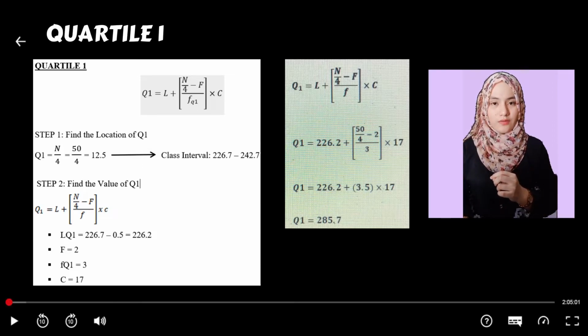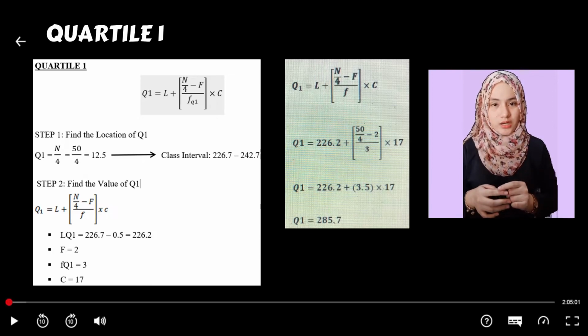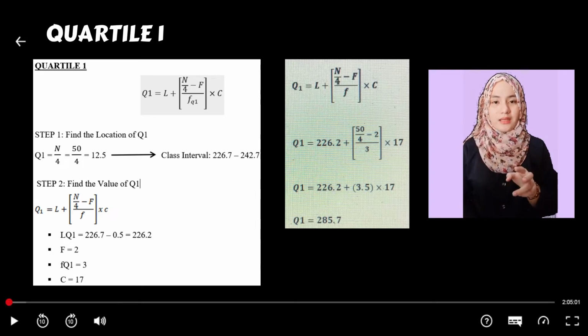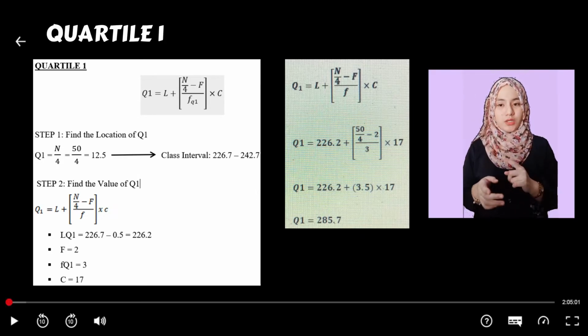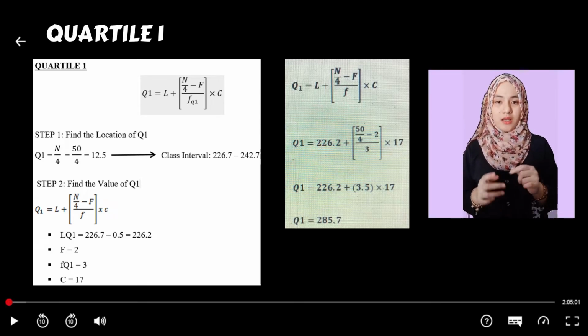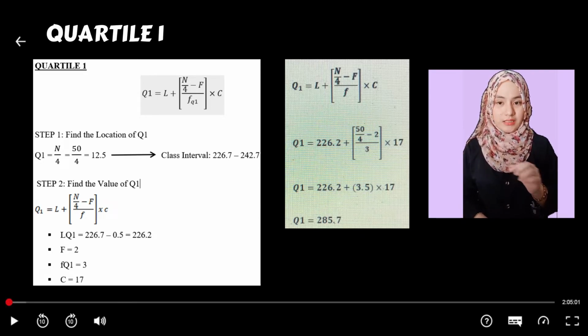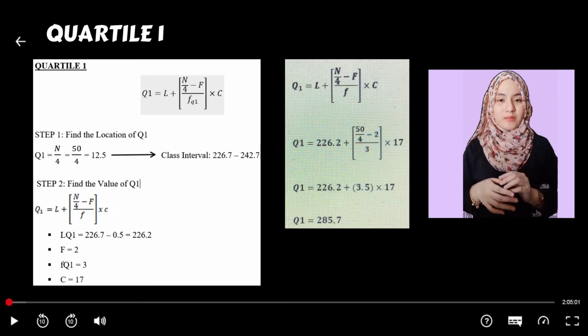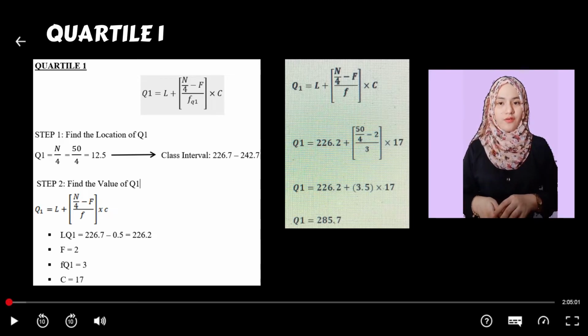So step 2 is to take the lower boundary in the class interval, which is 226.7, minus 0.5, and the answer is 226.2. And F is the frequency, which is 2, and then the frequency of quartile 1 is 3, meanwhile class width is 17. So the solution for quartile 1 is 226.2 plus in bracket 50 divided by 4 minus 2, and then divided by 3, close bracket, and times 17. So the answer for quartile 1 is 285.7.